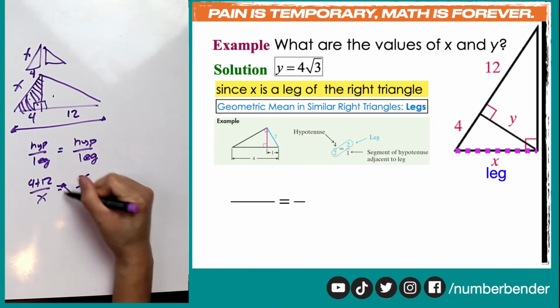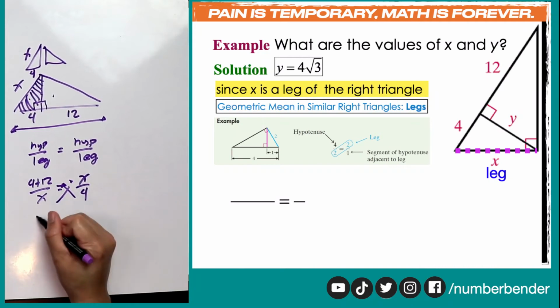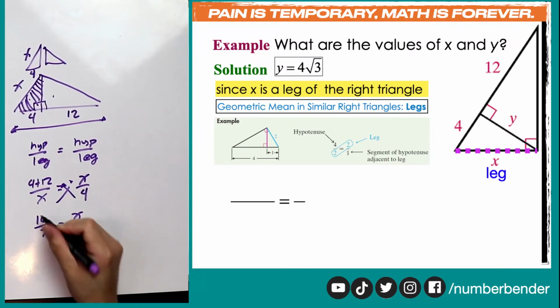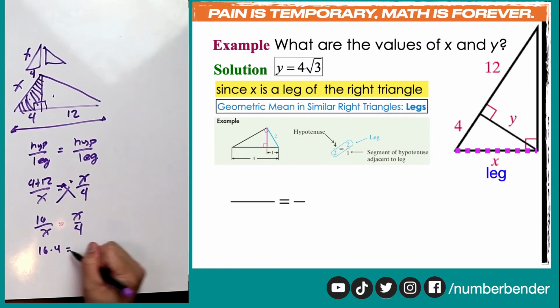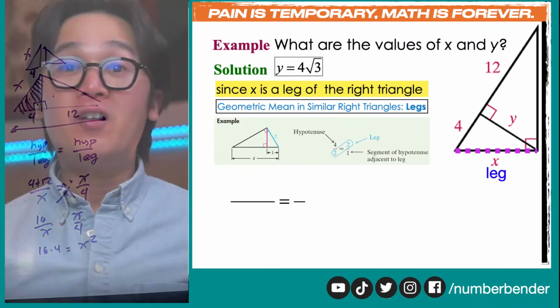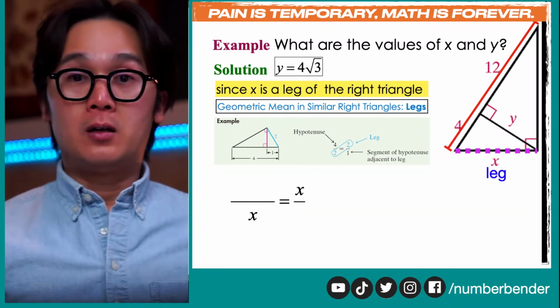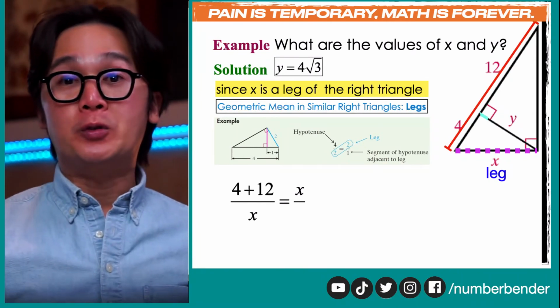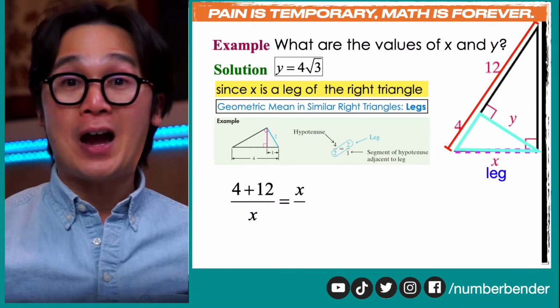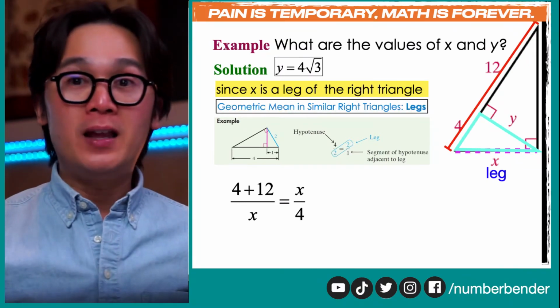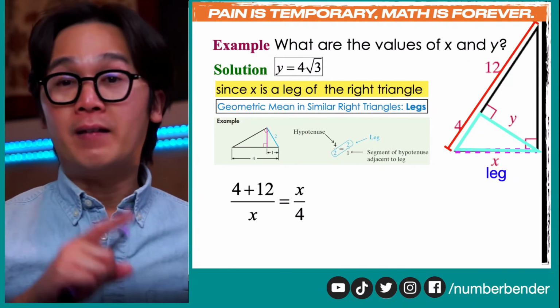And by cross multiplication, we know that 4 plus 12 is 16. So now our equation will be 16 times 4 equal to x squared. And this is now the equation that will help us in finding the value of x that we are looking for. So we have our proportion and we're able to produce the correct value of our proportion for the two right triangles that we are using, the main triangle and the little right triangle right there that you are seeing right now.